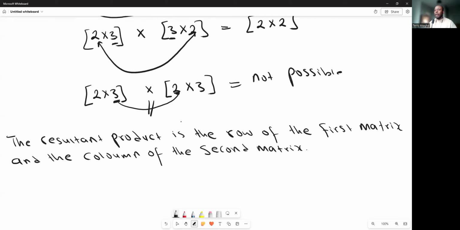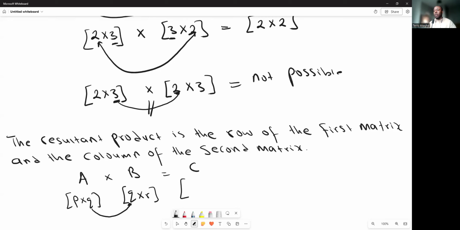So same thing, like I just said. If you have A, the matrix was a P by Q, right? And I'm multiplying the second matrix B, and it's a Q by R matrix. It's going to give me what? C, which is, because now we know that Q are the same, the final matrix is going to be a P by R matrix.